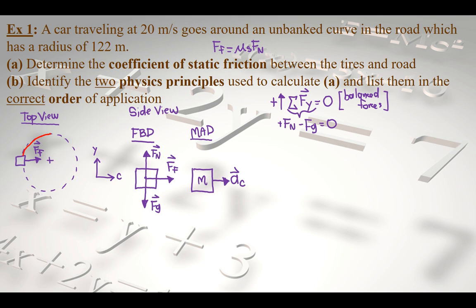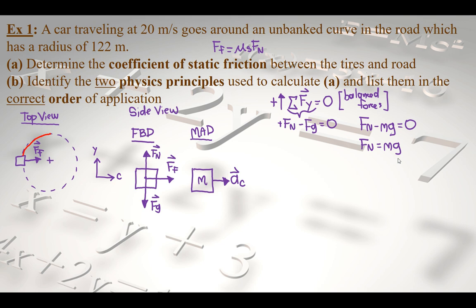Well, we don't know what Fg is, so I'm just going to expand it one step further. So you're going to have Fn minus mg is equal to 0, and then we'll get an equation for the normal force. So we'll have Fn is equal to mg. Now, some people might look at this and begin freaking out because they're like, well, wait a second. I don't know what the mass is. If I don't know what the mass is, how can I calculate the normal force?